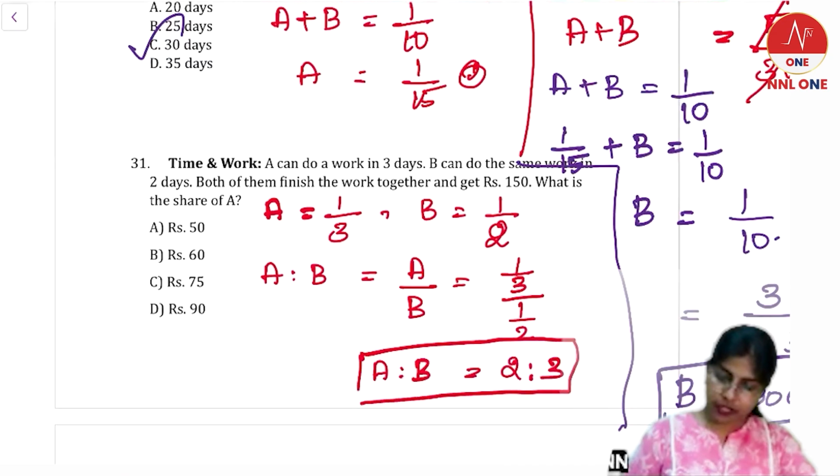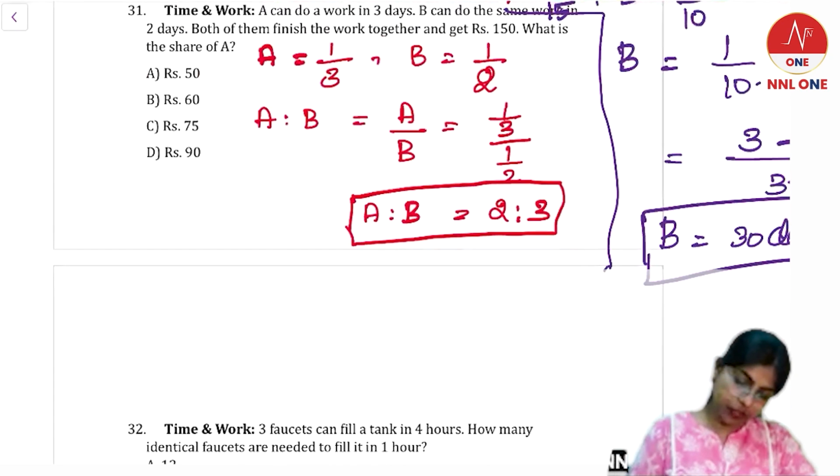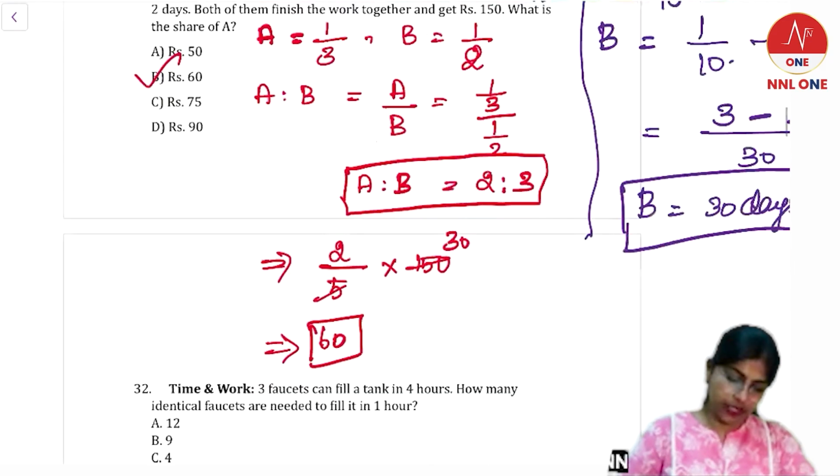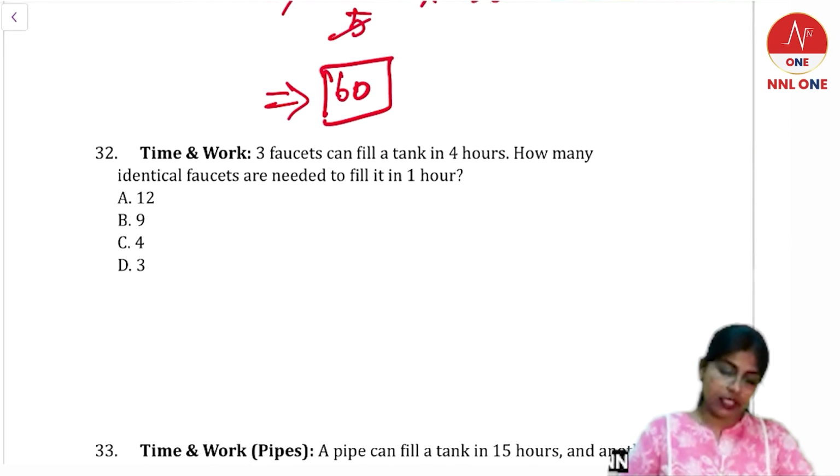Now we are going to find the share of A. Share of A is 2 by the total of the ratio, which is 5, into how much money they will get, rupees 150. So 5 into 3, the answer is 60. Option B. Next sum. Next question is: 3 faucets can fill a tank in 4 hours.